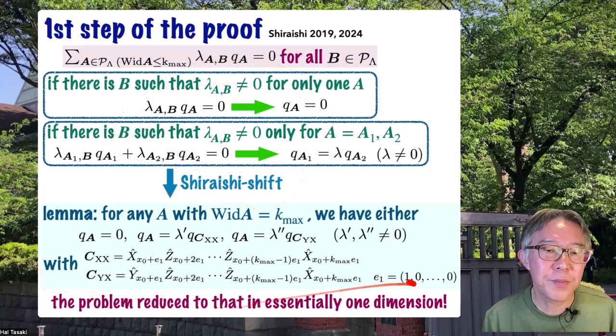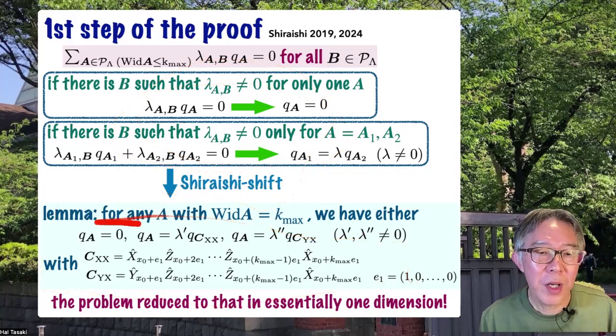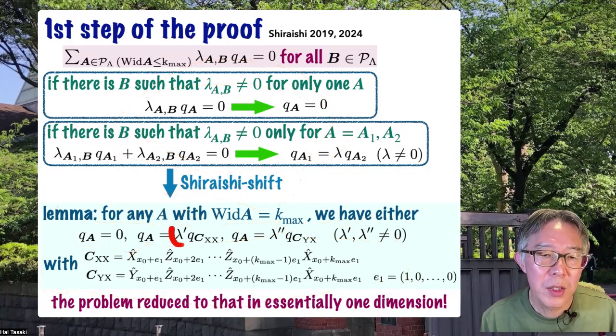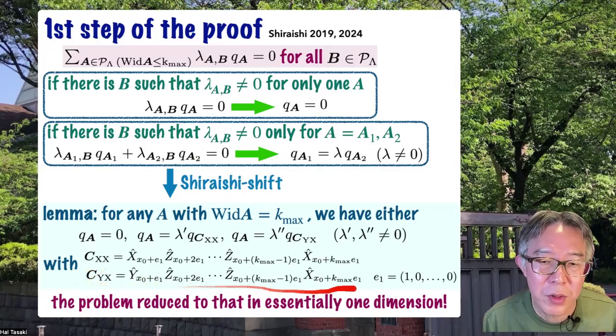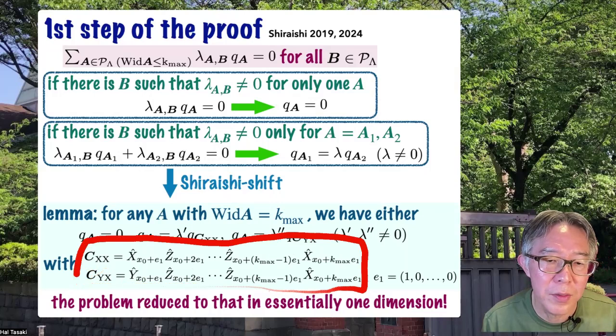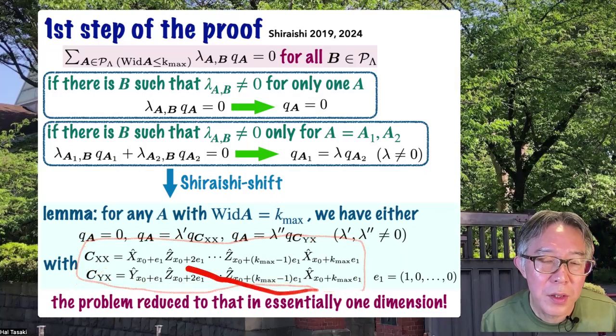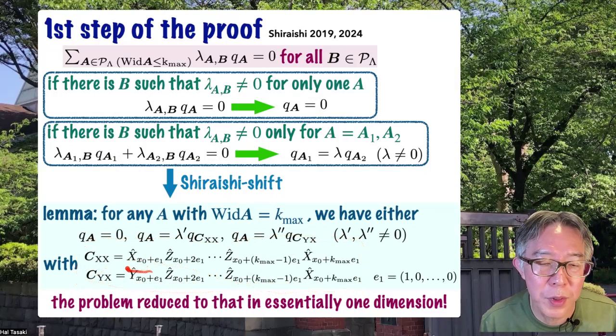very important lemma. The lemma says that for any A with this maximum width, we have either QA equals 0, or QA is equal to some non-zero constant times the coefficient of something called CXX, or QA is equal to a non-zero constant times the coefficient Q of CYX. What are CXX and CYX? Well, they are sort of standard forms written here. Okay, and they are concrete products.